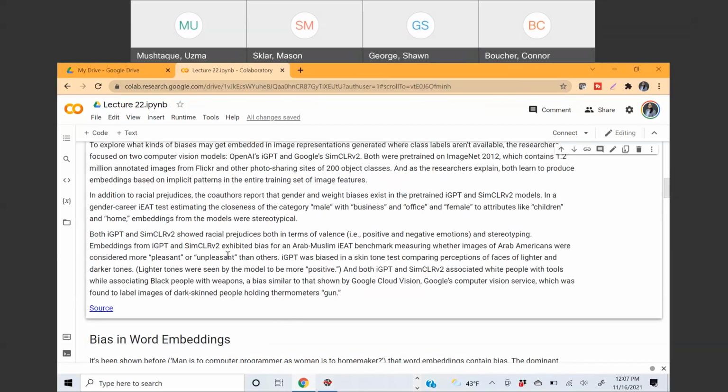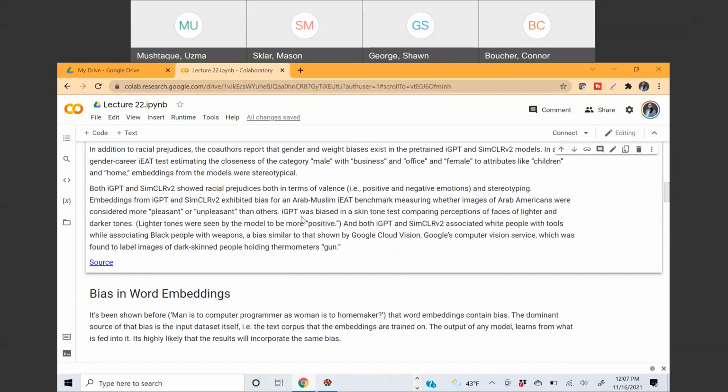There was a sentiment analysis that was done using these, and there was a lot of stereotyping that was found. For example, embeddings from OpenAI's iGPT and Google's SimCLR v2 exhibited bias against Arab Muslims because they were benchmarking pleasant versus unpleasant. Basically, they were trying to categorize images as pleasant and unpleasant, and a specific category of people from a particular race were categorized as being in the unpleasant category. That's a very disturbing trend, but it existed when they were trying to figure out what kind of biases exist in this one.